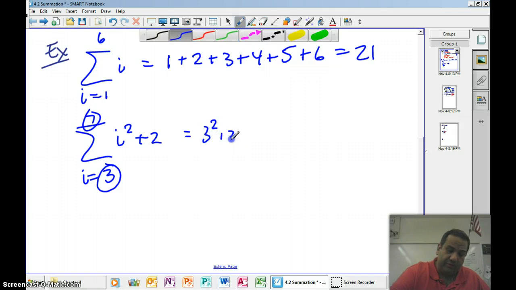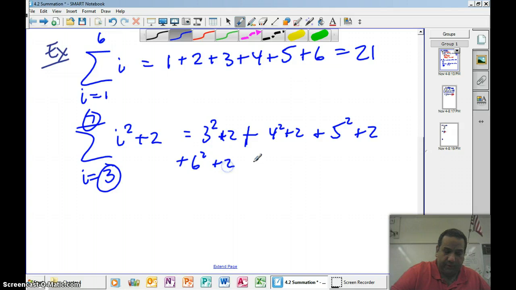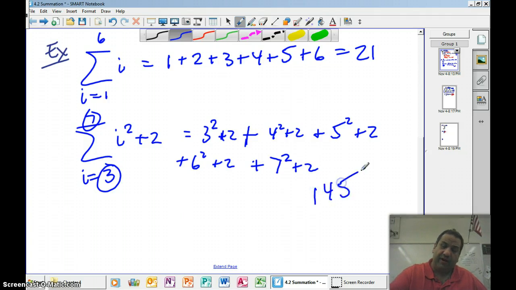3 squared plus 2, plus 4 squared plus 2, plus 5 squared plus 2, etc., plus 6 squared plus 2, plus 7 squared plus 2. All right? You really don't have to do all that work, but you just got to find out that the answer is 145. Good enough? Remember, just keep adding it to itself as many times as you need to.